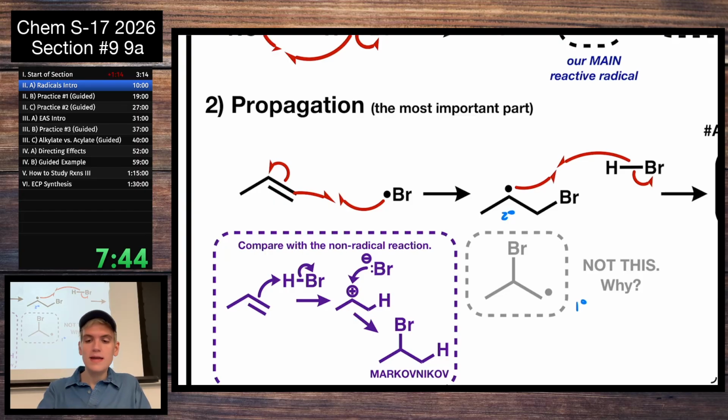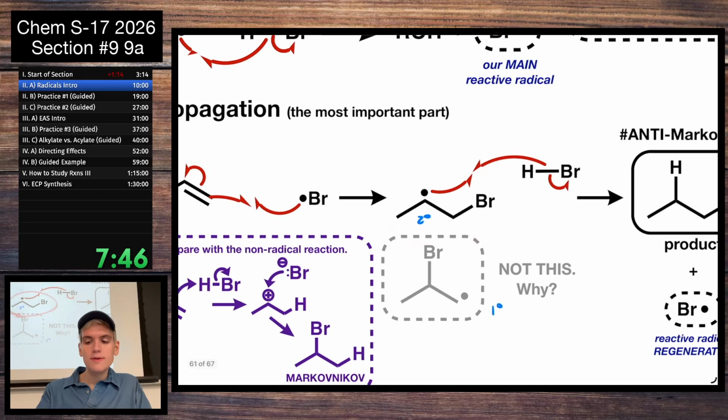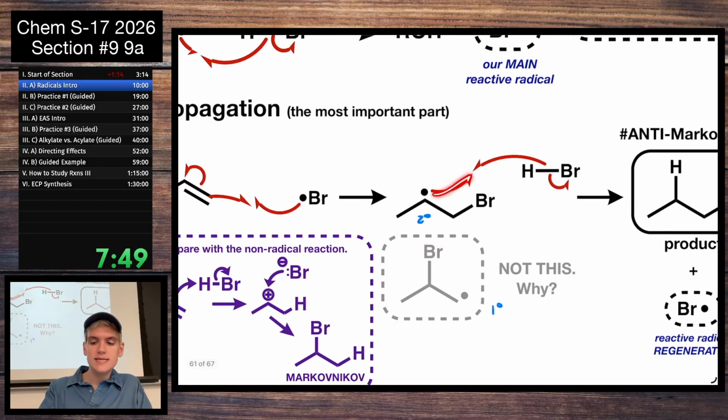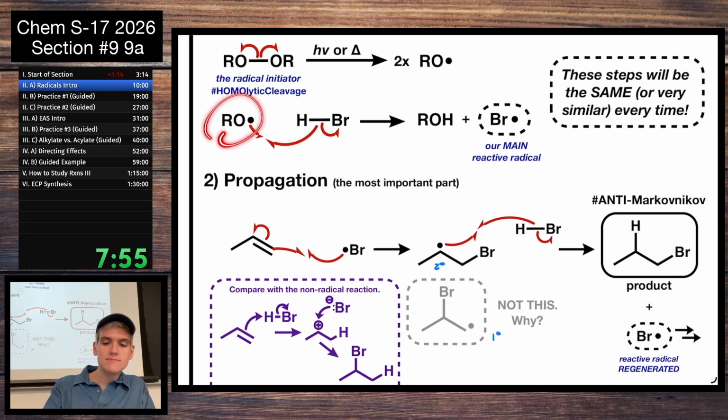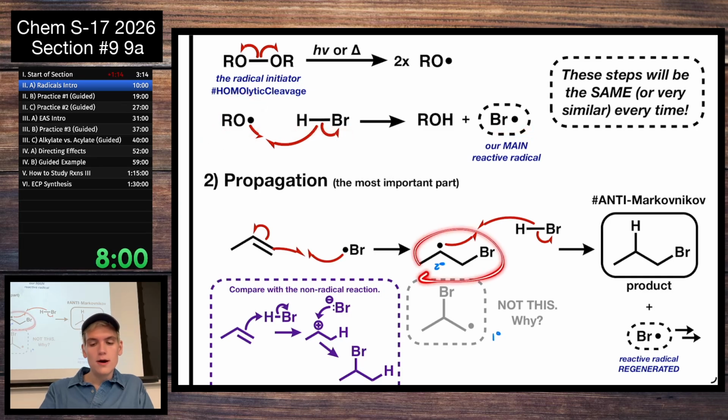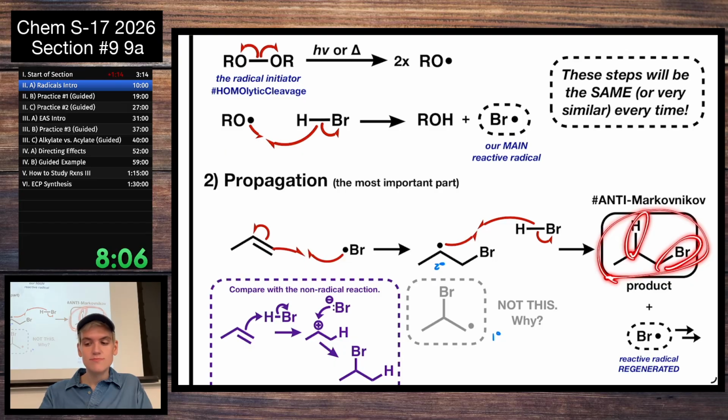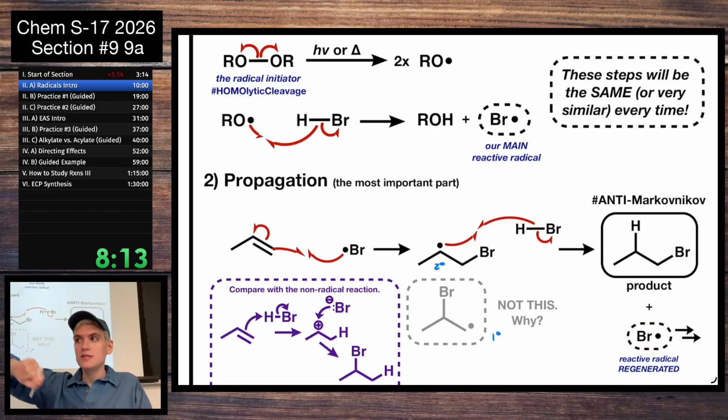So again, we're making a more stable radical, and then from here, what we are going to do is take a hydrogen from another equivalent of HBr. Just like RO dot interacted with HBr, grabbed an H, made a Br dot, our intermediate here is going to react with HBr. And with that, we make our product. We've added the Br, we've added the H. It's been anti-Markovnikov. And the big thing is, we make another Br dot. She has done her job, and then she's kept it pushing. She's going to pay it forward.